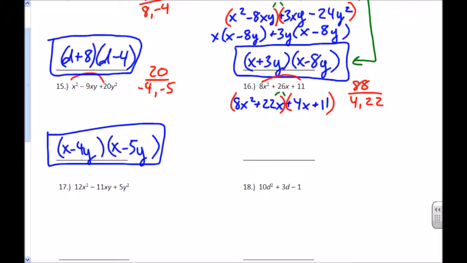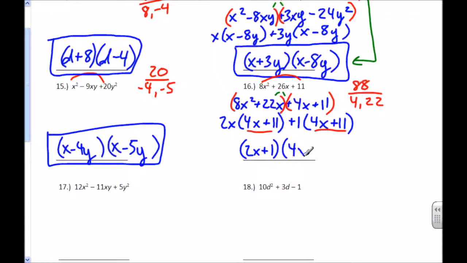Out of the first two terms, I can factor out a 2x, which leaves me with a 4x plus 11. Out of the second two terms, there's not really anything I can factor, but I have to factor something out. So I can always factor out a 1, so I'm going to factor out a 1, which leaves me with a 4x plus 11. Remember, with factoring by grouping, you have to factor something out, and now I can see the things they have in common. So my two factors are the 2x plus 1, the pieces that I factored out, and the 4x plus 11, the piece that was left each time. Okay? And that's it.